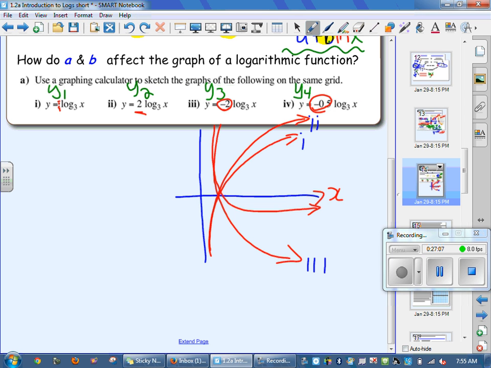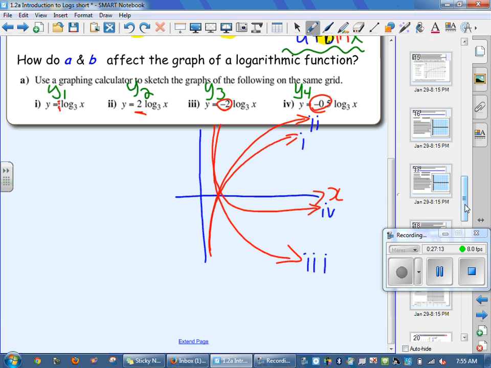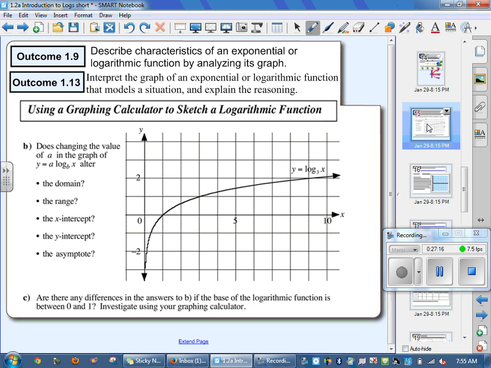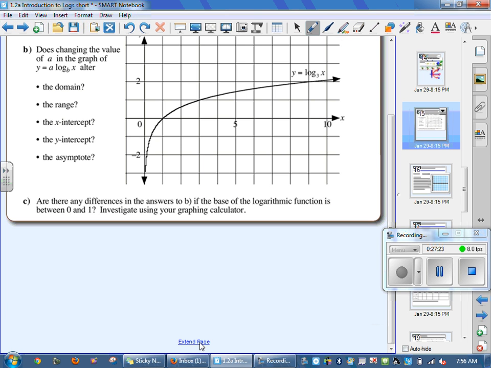This is what our general log graph looks like if I just have log base 3 of x. So if I want to answer my questions here, it's asking, how does the a value alter the graph? The a value alters the graph by, as we just acknowledged, how far away from the x-axis it is. So the a tells us how far away the graph is from the x-axis.